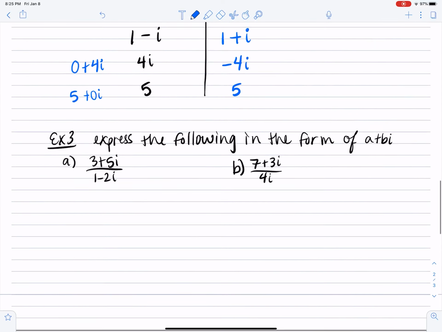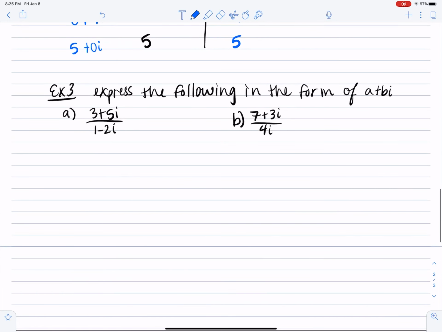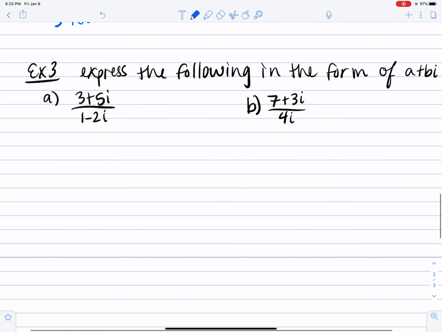Our two examples that are left are express the following in the form of A plus Bi. So basically, it just wants us to simplify these. This is where the complex conjugate comes in handy, because when you multiply by the complex conjugate, you get a positive real number every time. That can help us get rid of the denominator down here, which we don't want because we need to simplify this equation. So we need to multiply by its complex conjugate, which is the plus 2i version.